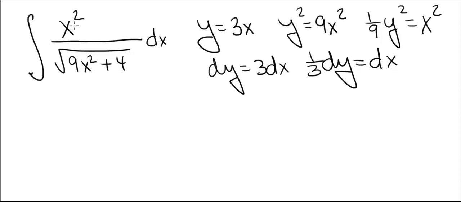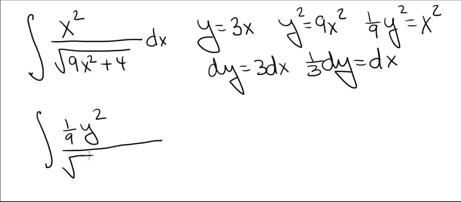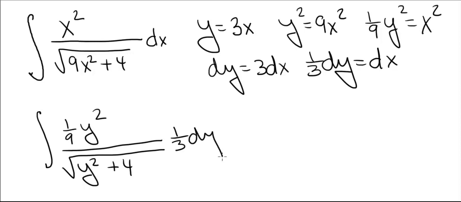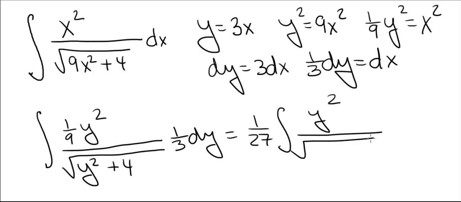Now we're going to replace everything here in our integral. Our integral was in variable x. We'll find an equivalent integral in variable y. First of all, x squared is 1/9 y squared divided by the square root of 9x squared, that's now y squared, plus 4. And then dx is 1/3 dy. 1/9 times 1/3 is 1/27 times the integral of y squared divided by the square root of y squared plus 4 dy. We can now do trigonometric substitution.